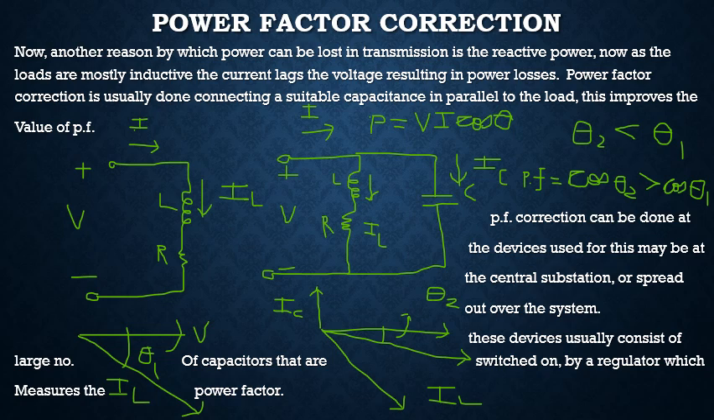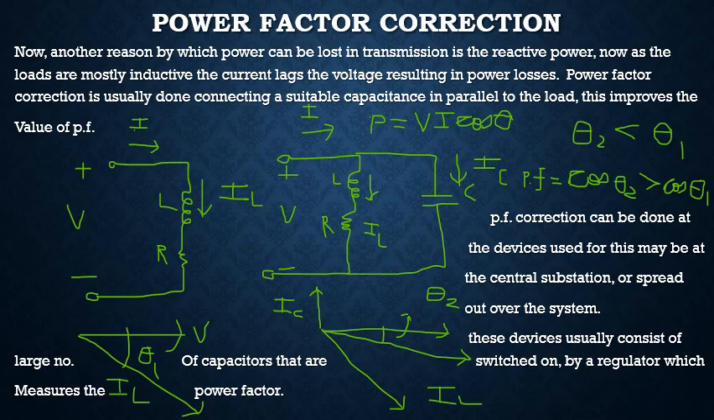There is one more reason by which power can be lost in a power grid, which is the power factor. Now we see that the power is given by P = VI cos theta. If the value of the power factor cos theta is very low, a large amount of power will be lost due to the reactive power. As the loads are mostly inductive, the current lags the voltage, resulting in power losses. Power factor correction is usually done by connecting a suitable capacitance in parallel to the load. This improves the value of power factor.